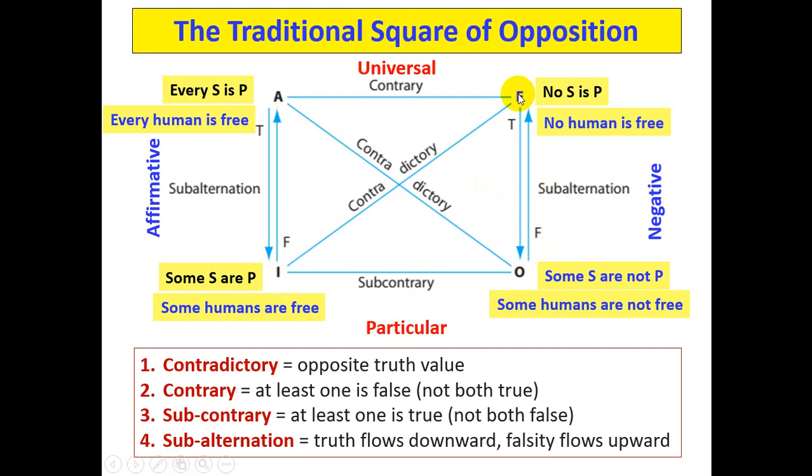From universal to particular is called subalternation. But from particular to universal, it is called superalternation. So we have the same relationship between A and I. From the particular one to the universal, it is superalternation, but from the universal to the particular, it is subalternation.